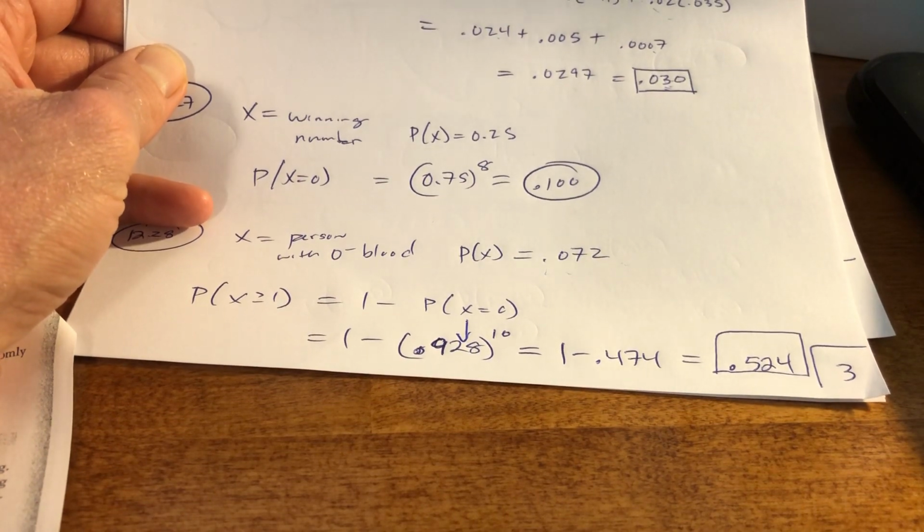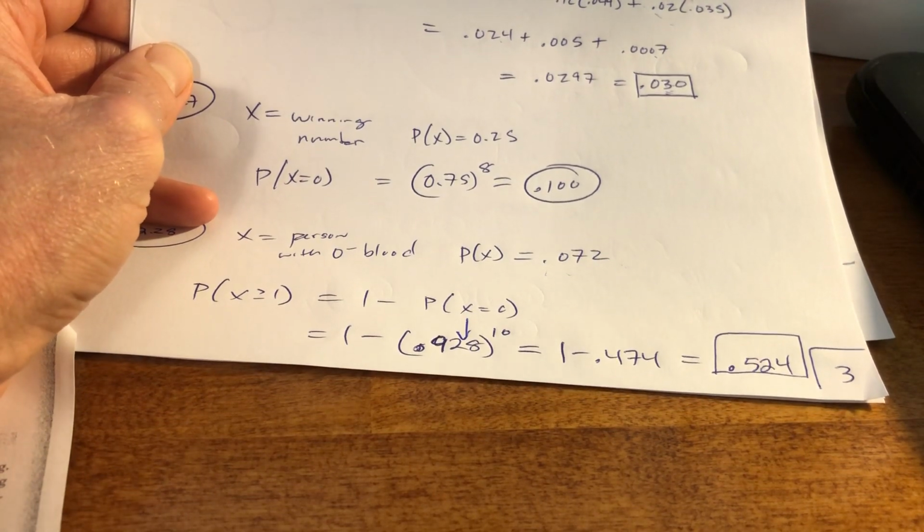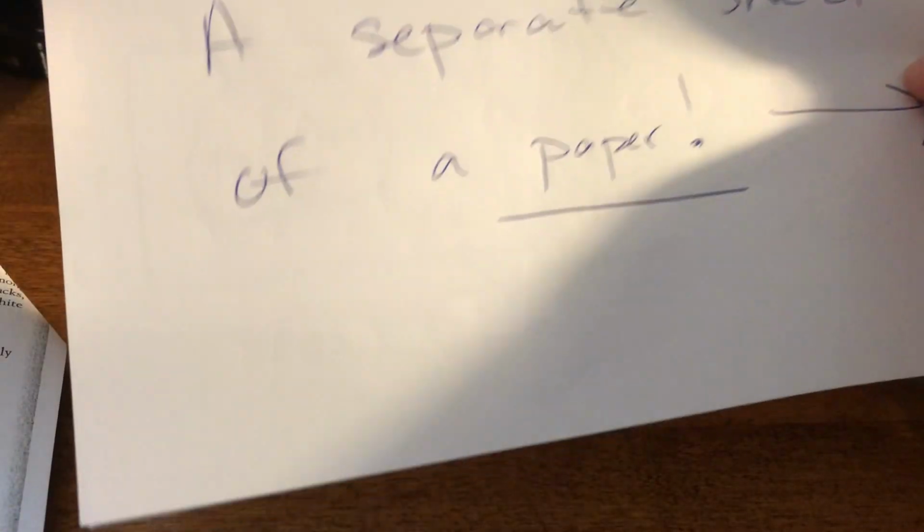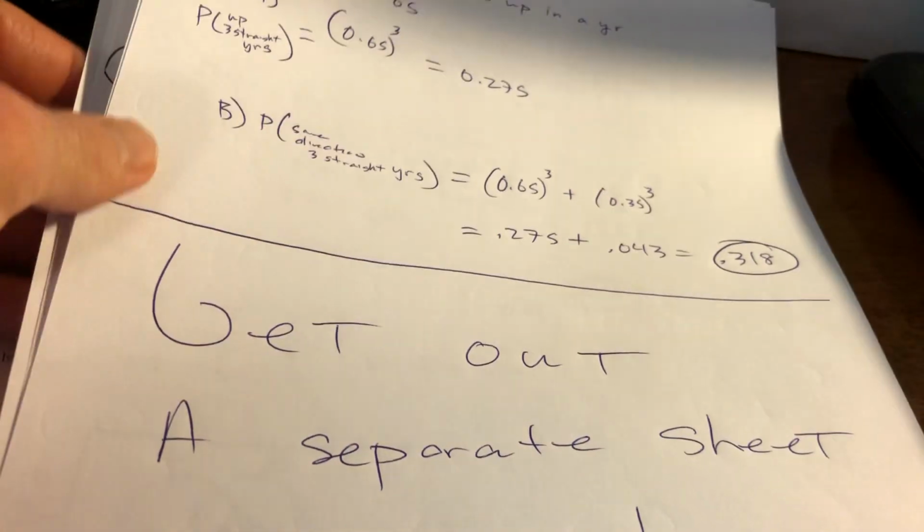All right. So what else do we have here? I believe we have 1230. 1230. Oh, then look at that. Tells you something.